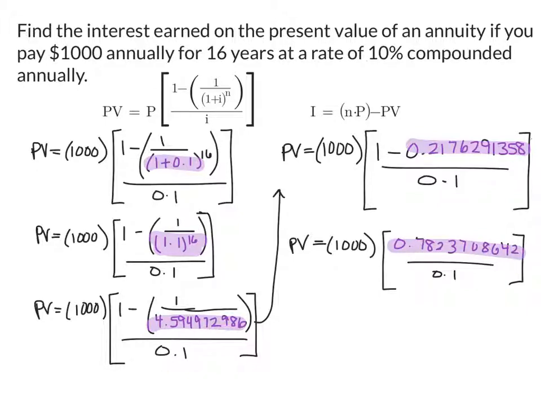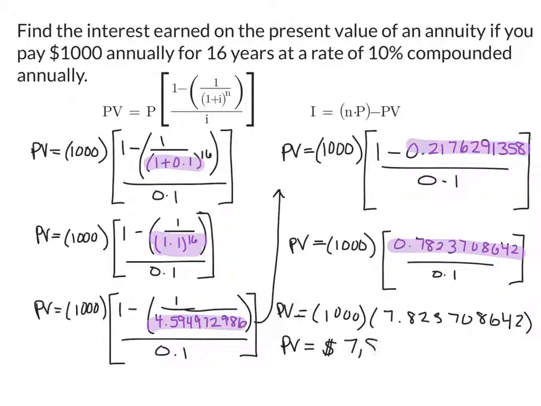When you do that calculation, you should get a decimal of 0.78237088642. You can keep that number in your calculator, push the division sign, and then 0.1, and you'll get the next value, which is 7.8237088642. Then lastly, you just want to multiply that by 1,000 to get the present value. So the present value rounded to 2 decimal places is $7,823.71. This is not your final answer.